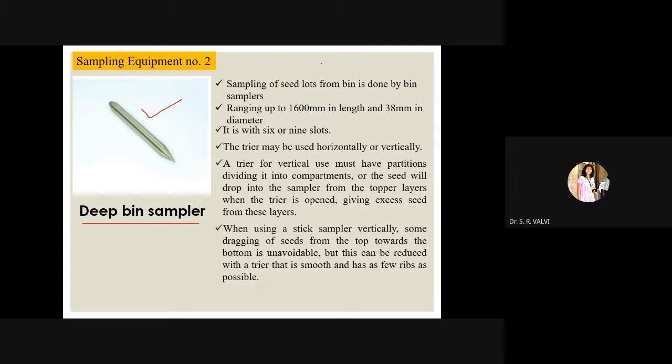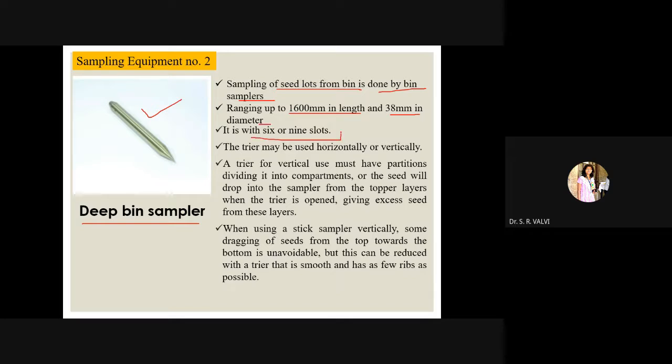The sampling of a seed lot from the bin is done by the bin sampler, and hence the name is given. The instrument which takes out the sample from the seed present in a bin is named what? Bin sampler. It ranges up to 1600 mm in length and 38 mm in diameter.